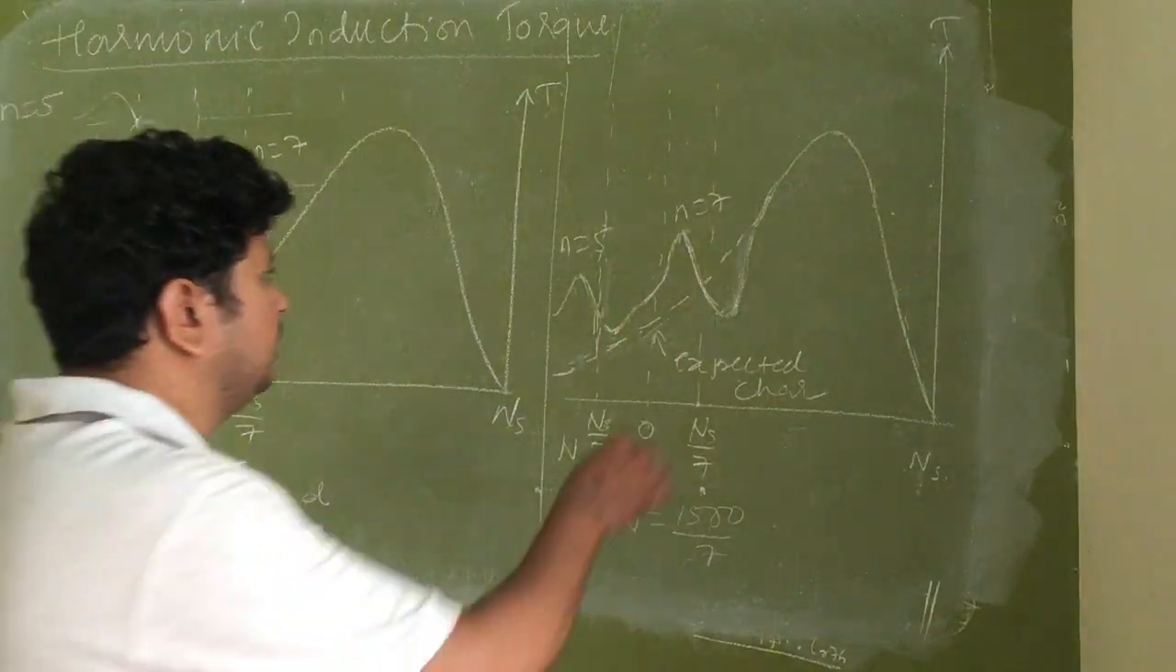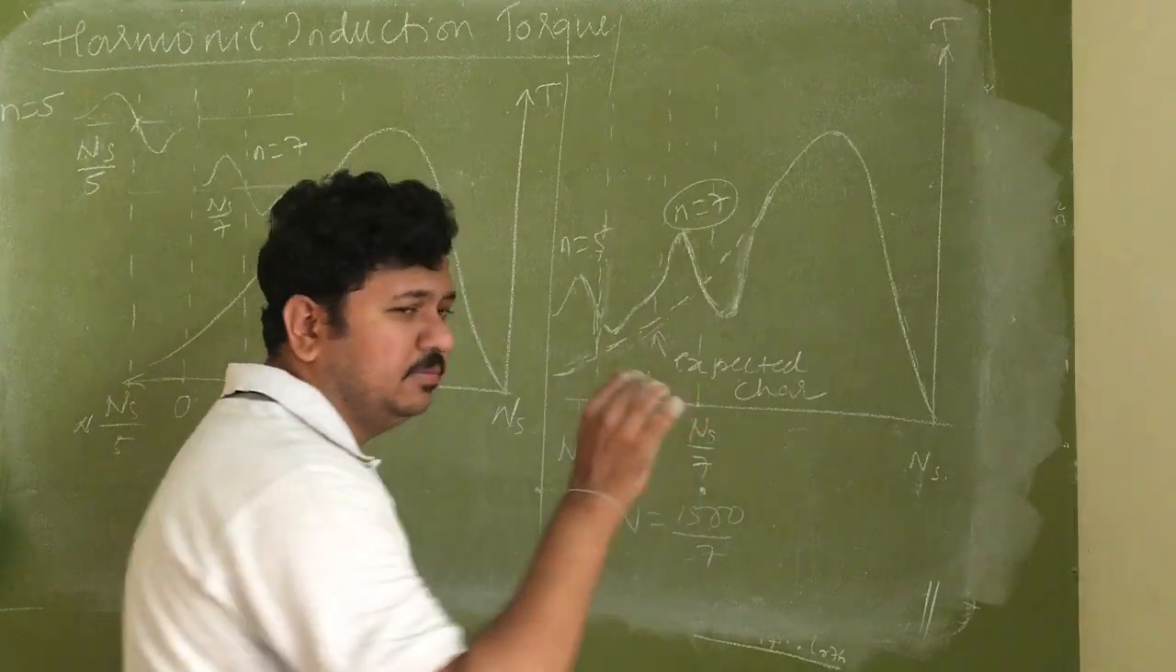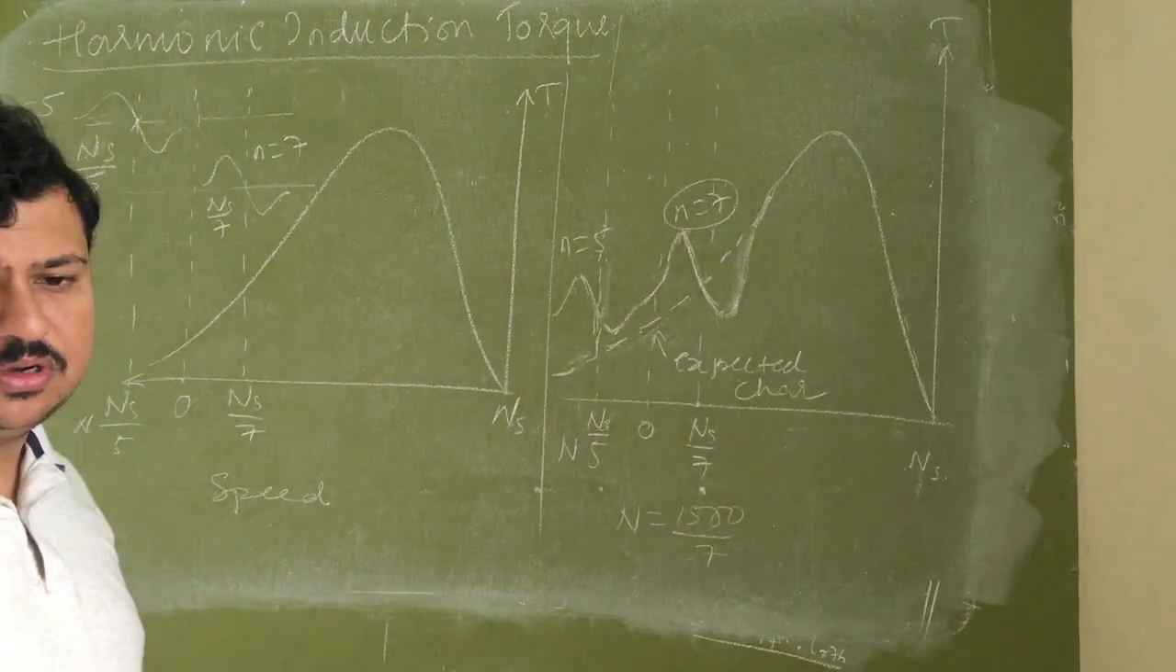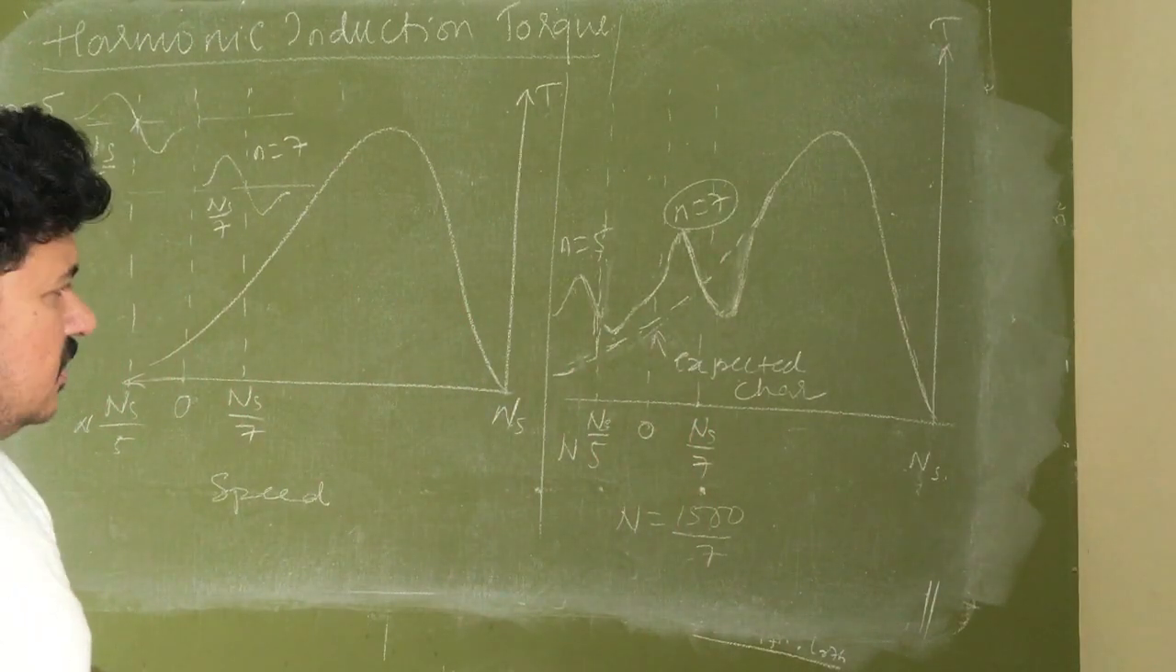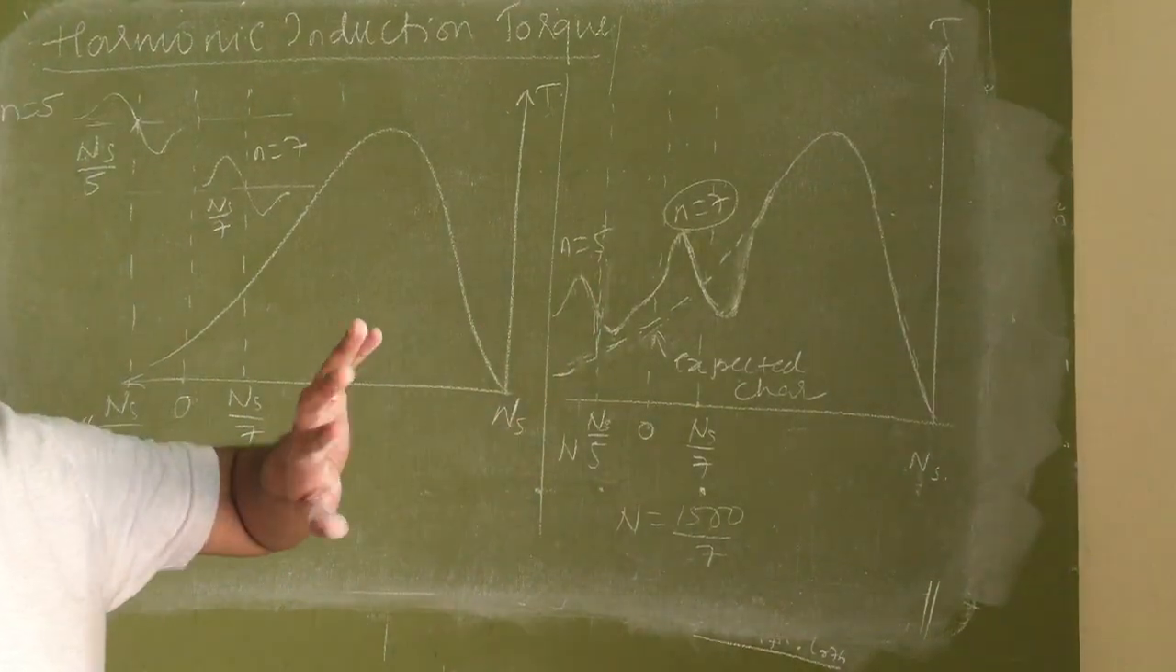So this is the speed at which the induction motor will rotate in this case. Therefore, the seventh order harmonic is very important for me in case of the induction motor. I don't care about the fifth order harmonic because it is not affecting me in provision of the load torque.